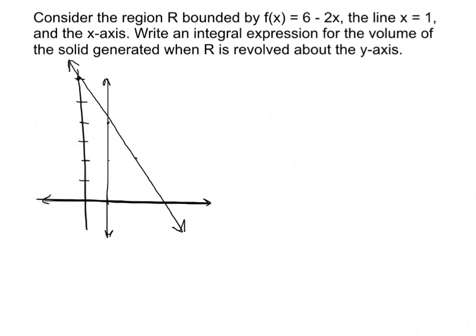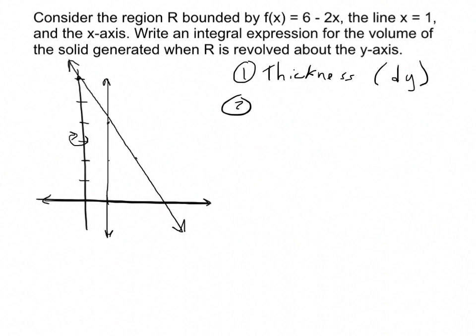I want to take that and revolve this around the y-axis, right? So let's go through these steps. Step 1 is thickness, right? Because this is just like the previous videos, I would expect that we could do this. What should the thickness of these cross sections be? Well, because I'm revolving around the y-axis, my thickness should be dy.